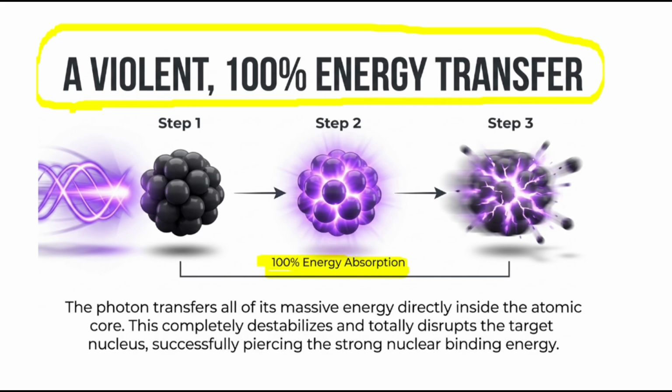This incredible sudden burst of energy completely destabilizes the target nucleus. It totally disrupts the delicate balance of the atomic core. It successfully penetrates the strong nuclear binding energy that holds the entire atom together. The nucleus simply cannot contain this massive amount of extra energy. It becomes violently unstable and must immediately react to survive.